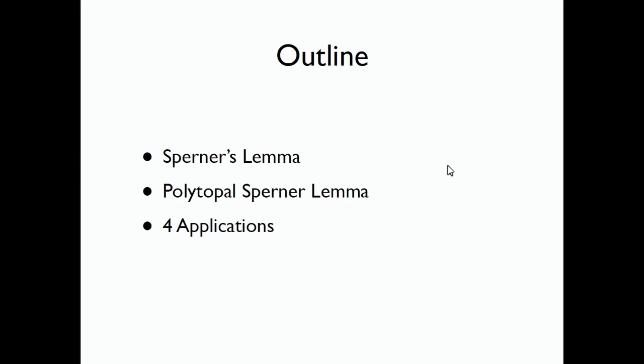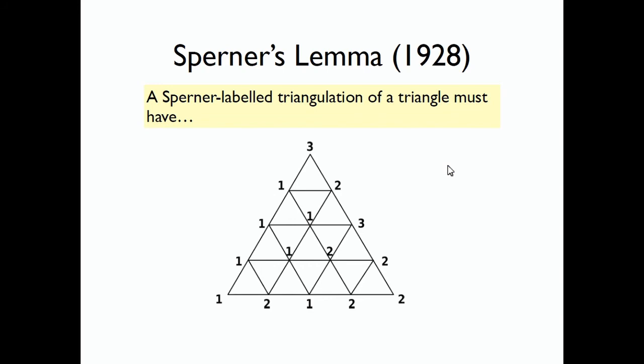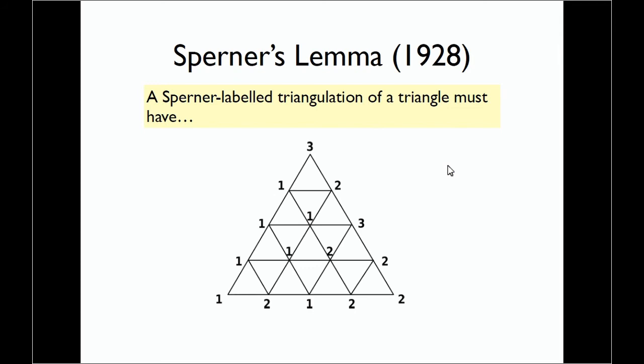Okay, so Sperner's lemma is a rather simple statement, and it's going to seem a little strange at first. It's a combinatorial statement. It says the following: if you take a big triangle and you break it up into lots of baby triangles, and you label the vertices of the triangles in a particular way, then something amazing happens. You with me? All right. So the labeling has to satisfy the following rules. The corners of the big triangle have to be labeled differently, in this case, 1, 2, and 3.